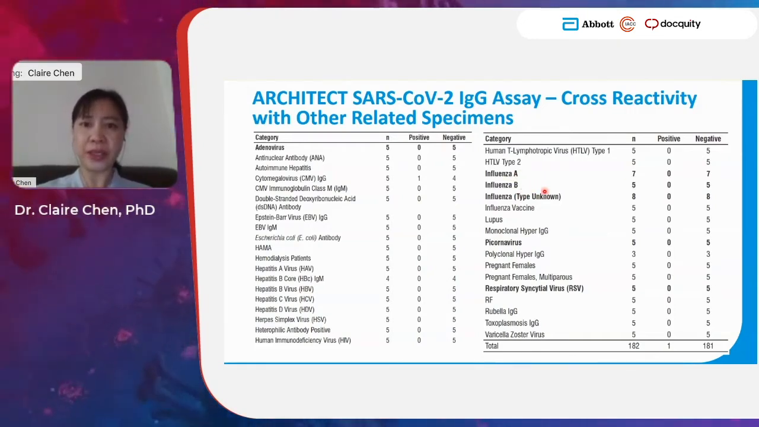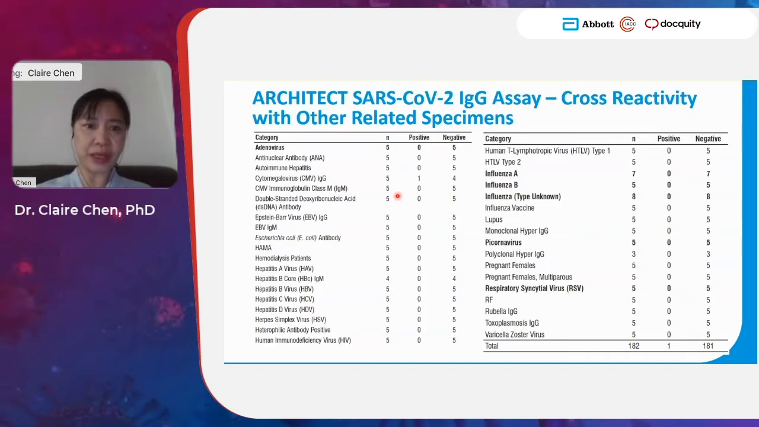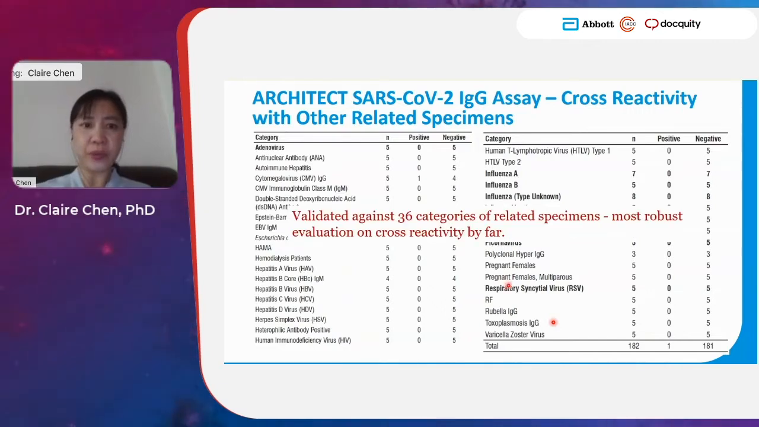So very importantly, we want to make sure there is no cross-reactivity to those patients. And of course, other virus samples. Altogether, we have validated against 36 categories of related specimens, and the results are quite good. This is the most robust evaluation out of all the antibody assays on the market.